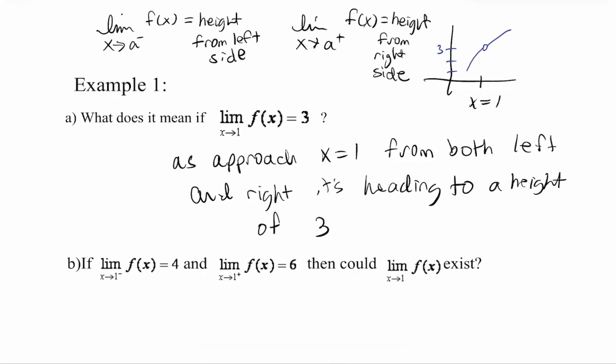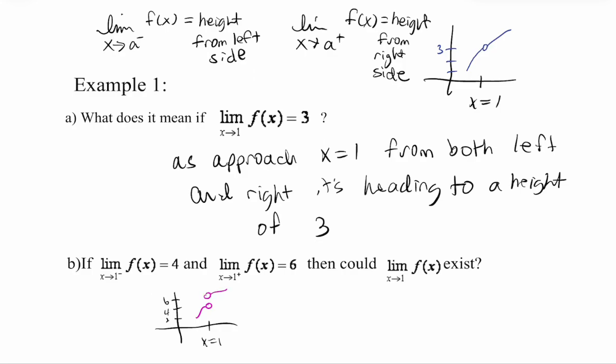Okay, so let's look. We are heading to a height, or an x value, of 1. What this notation says is from the left side, we are heading to a height of 4. So I'm going to make a very generic picture here that from the left side, I'm heading to a height of 4. The little plus notation means from the right side, I am heading to a height of 6.